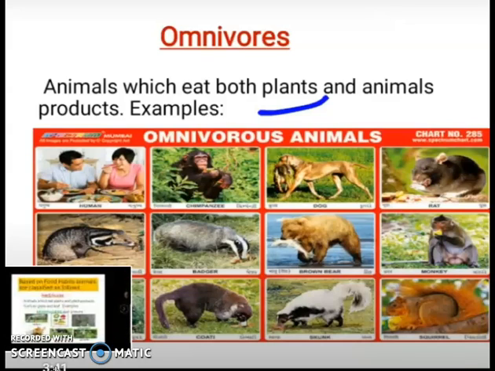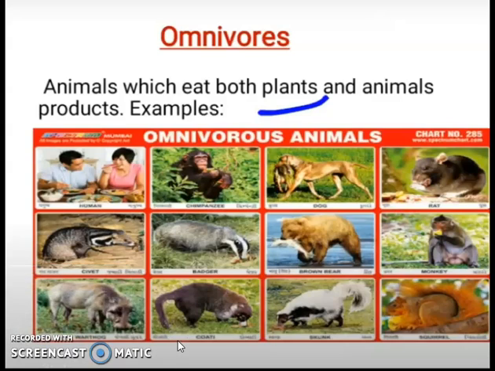So they eat the plant product, the honey that is extracted by the bees. Now other examples are hedgehog, and other animals, civet. Civet means kalaberu. They eat very small animals and all. Then you see that humans also eat both kinds of foods, non-vegetarian and vegetarian. So we are also omnivorous animals.